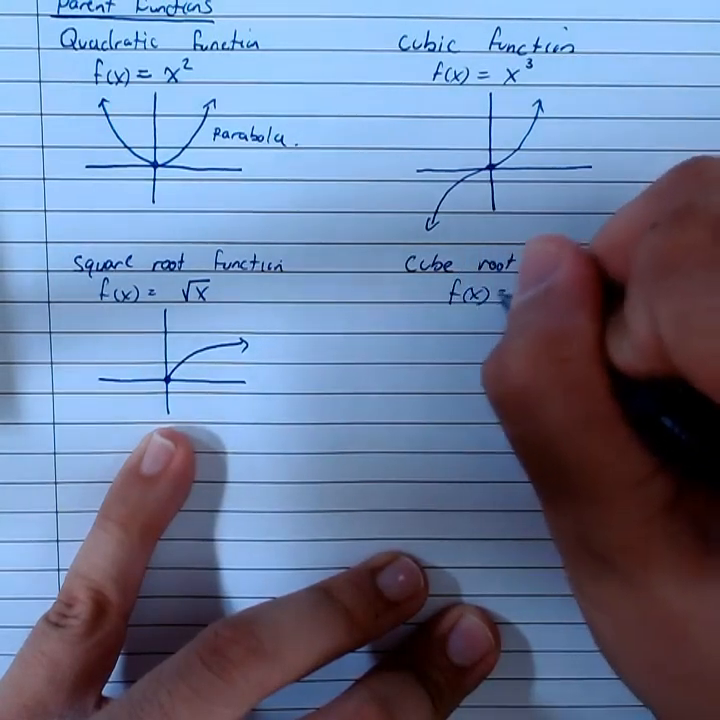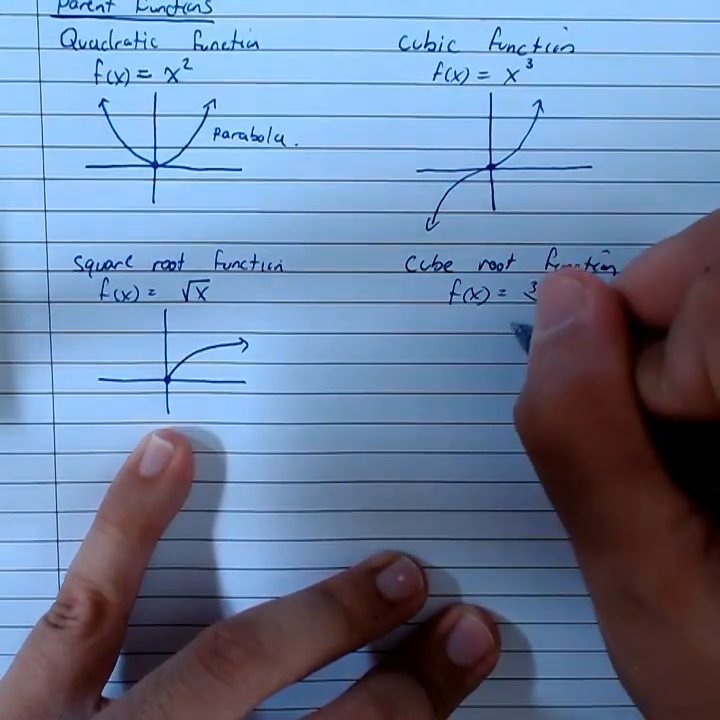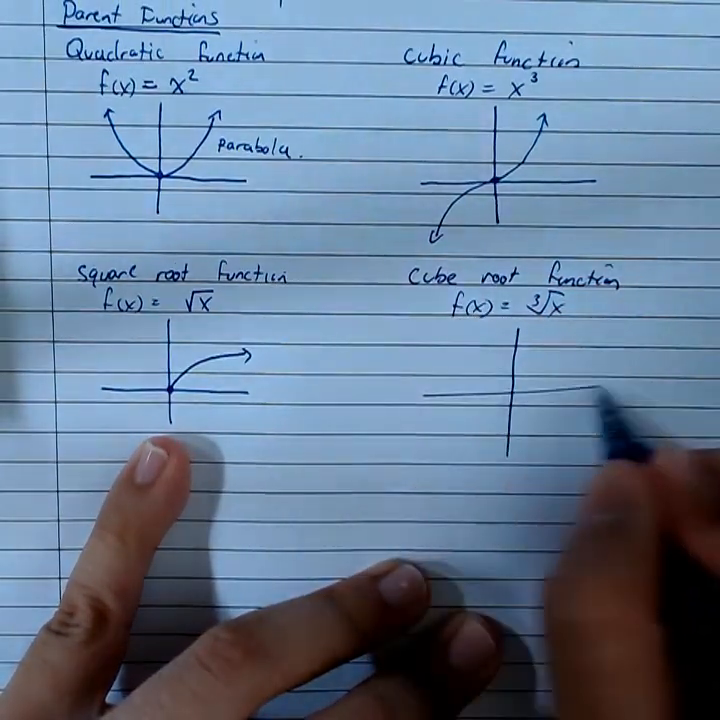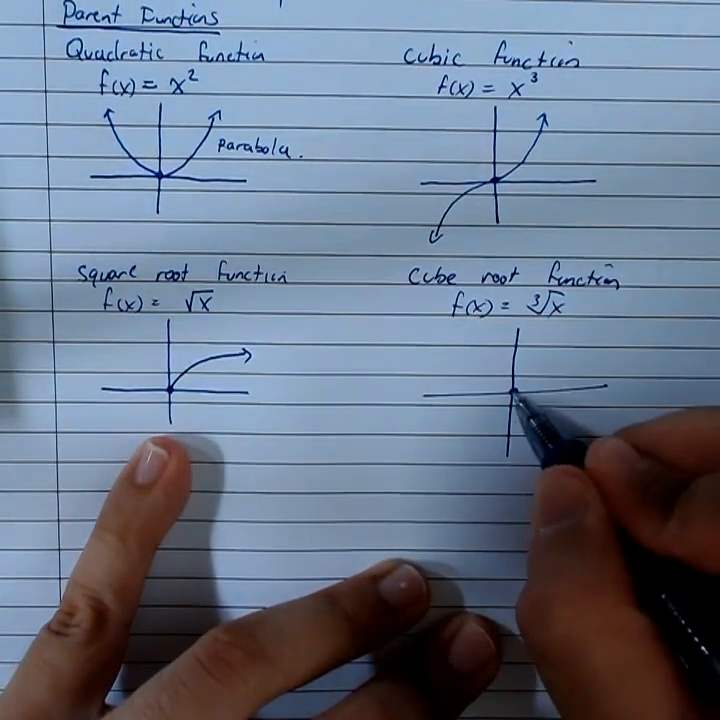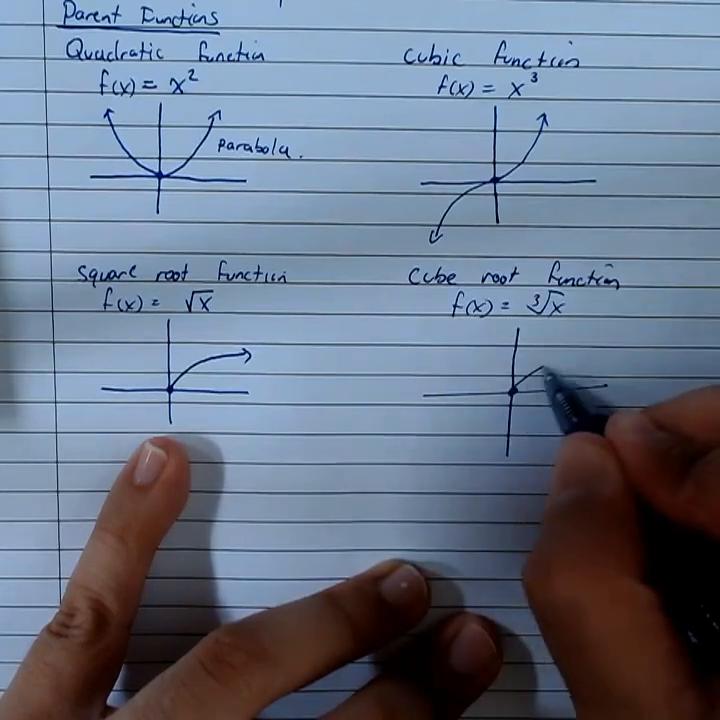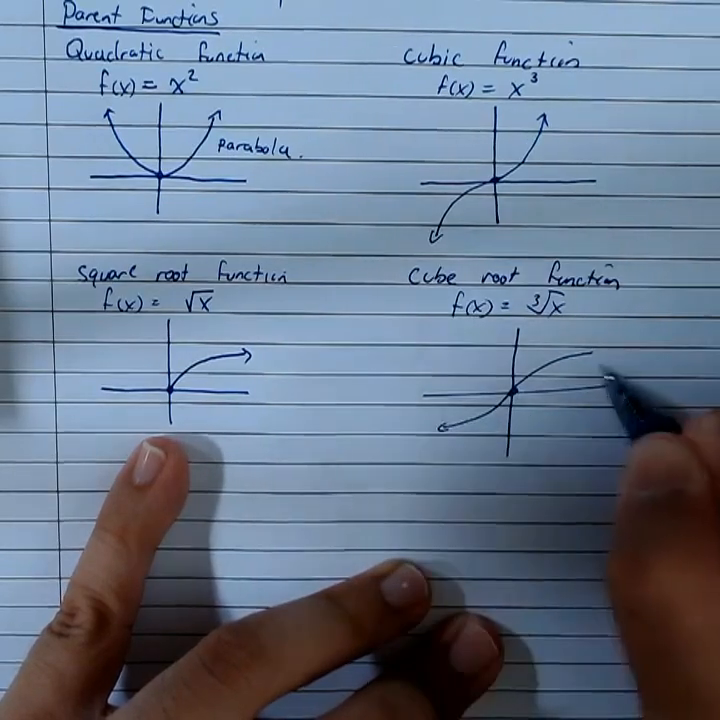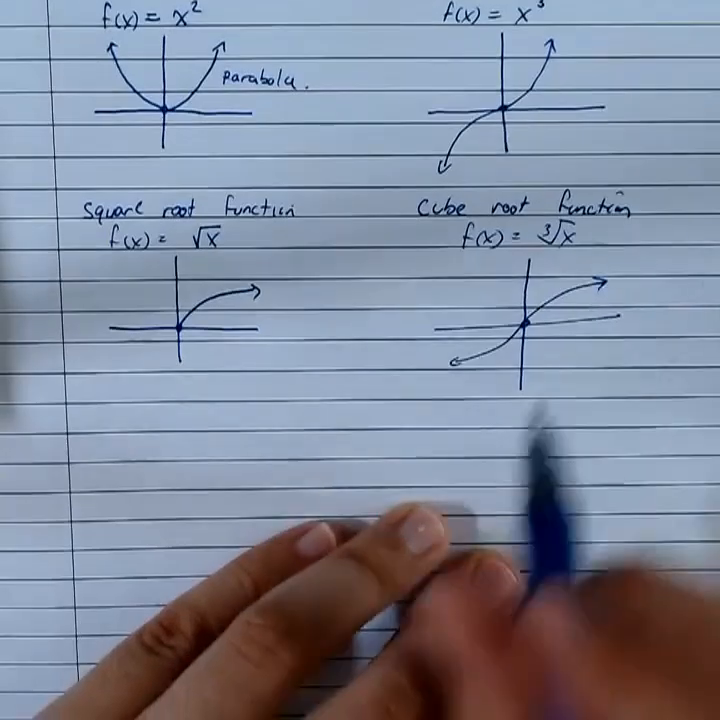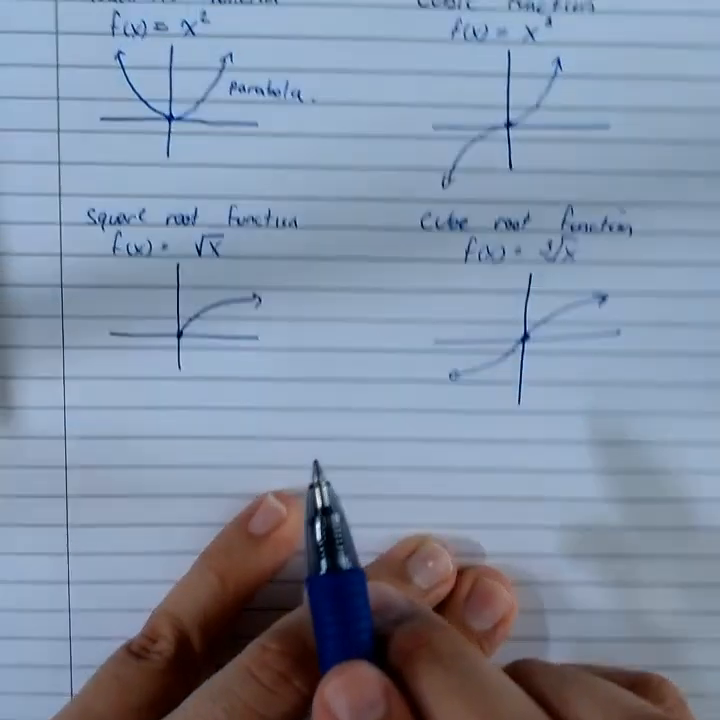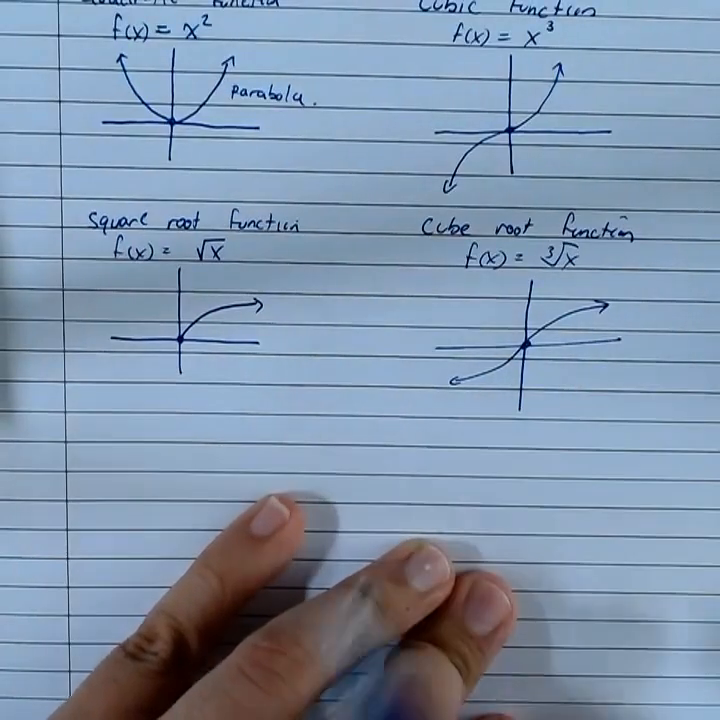And that's f of x equals the cube root of x. And every cube root function, everything that falls into this category, will have a graph that looks like this. And it'll be modified in some way depending on exactly what the equation is, but it'll have this structure.